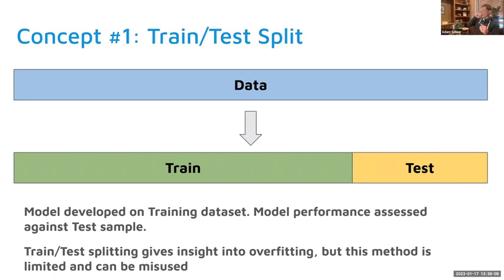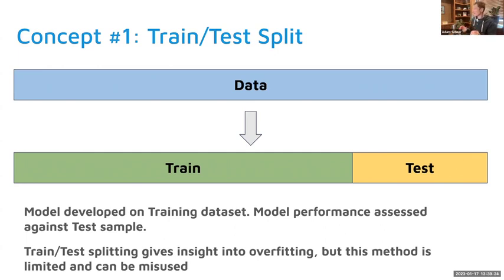And that's ultimately what's called test train split. Now, test train splitting has been around for a long time. So the model is developed on the training data set, tested on the test data set. This gives insight into overfitting, exactly what I talked about a minute ago.